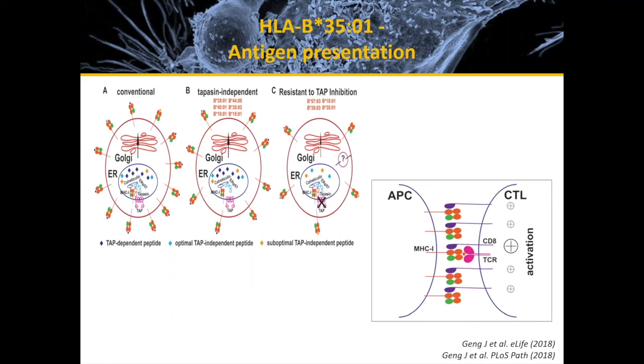Besides these, B3501 might be an appealing candidate for immune editing in JAK2 V617F positive MPNs because it has some specific features. As was recently shown by Genk et al., B3501 can be expressed on the cell surface as empty conformers and therefore can enhance the strength of immunological synapses between antigen-presenting cells and CD8 T cells.